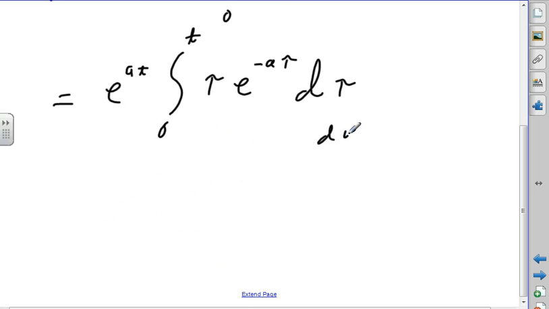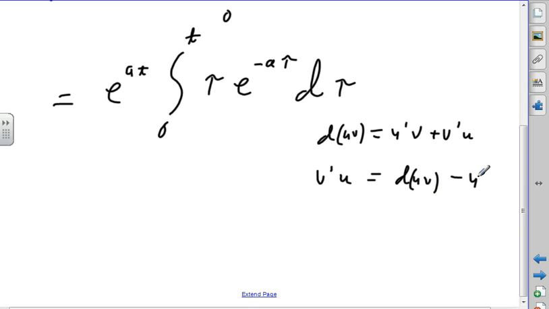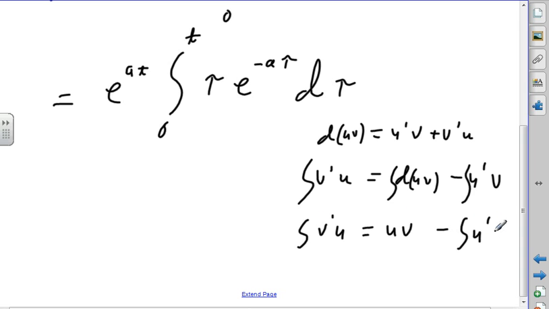The derivative of uv is u prime v plus v prime u. So v prime u is the derivative of uv minus u prime v. Integrate, integrate, integrate. So the integral of v prime u is uv minus the integral of u prime v. So that's integration by parts.